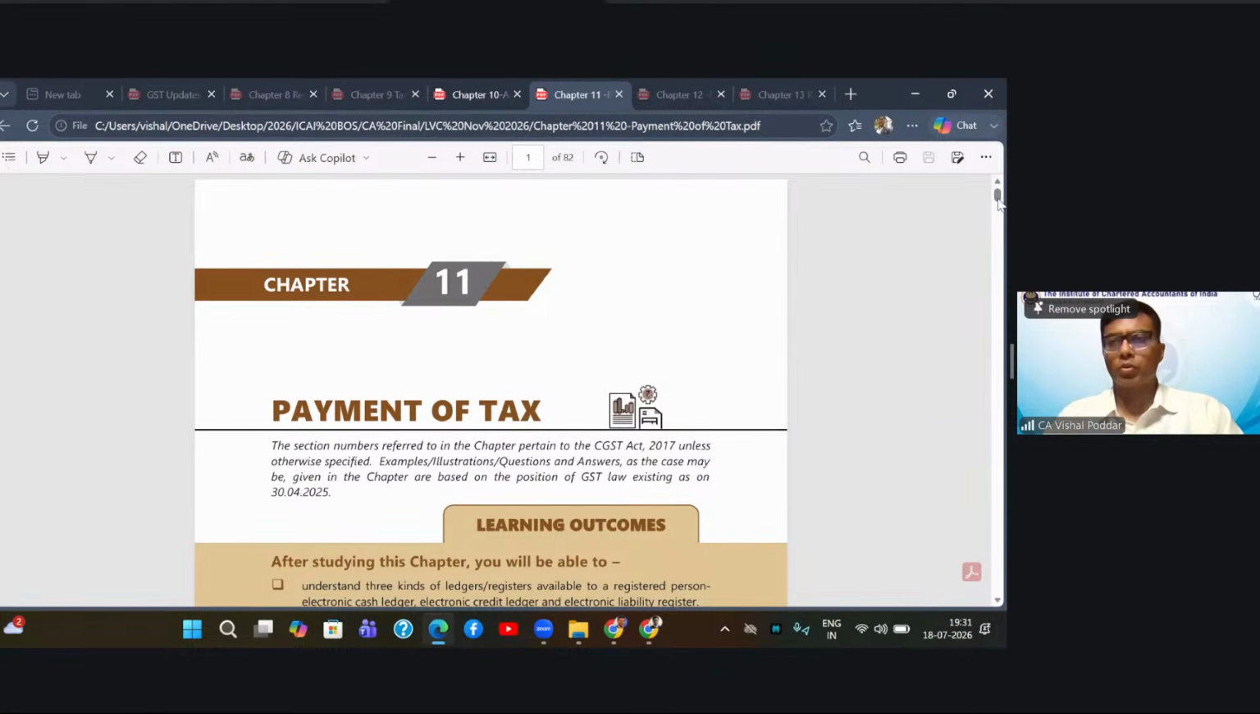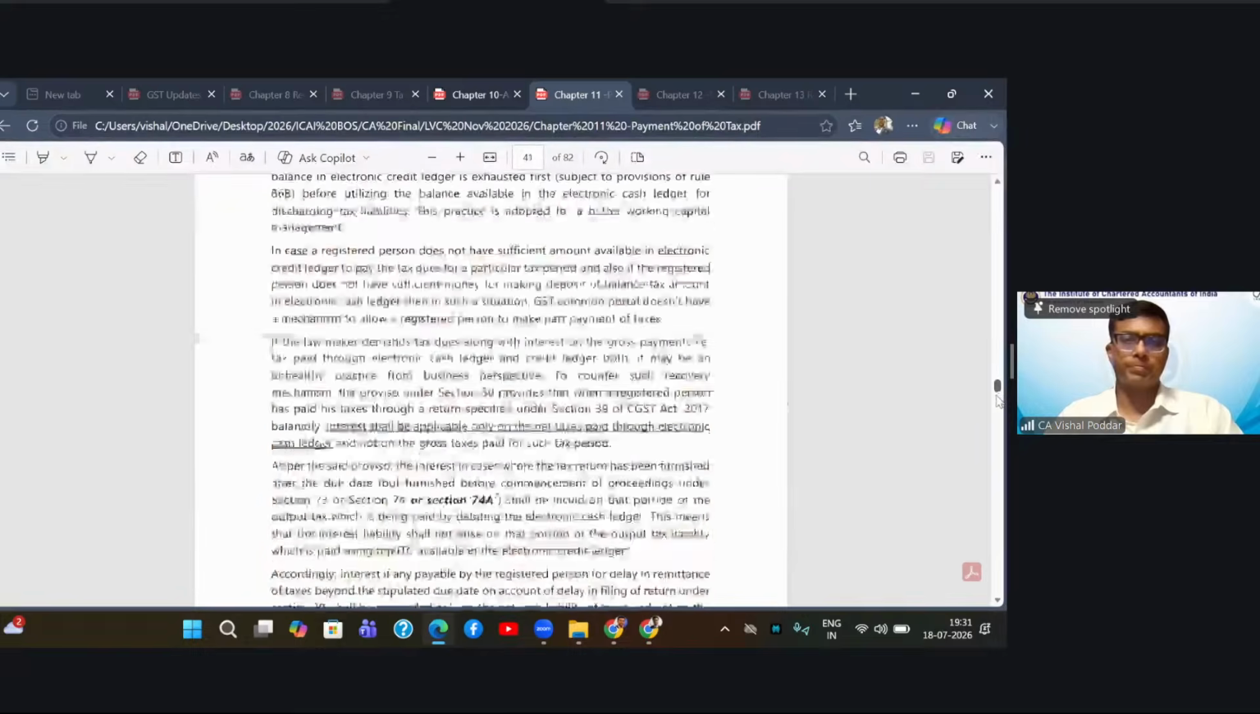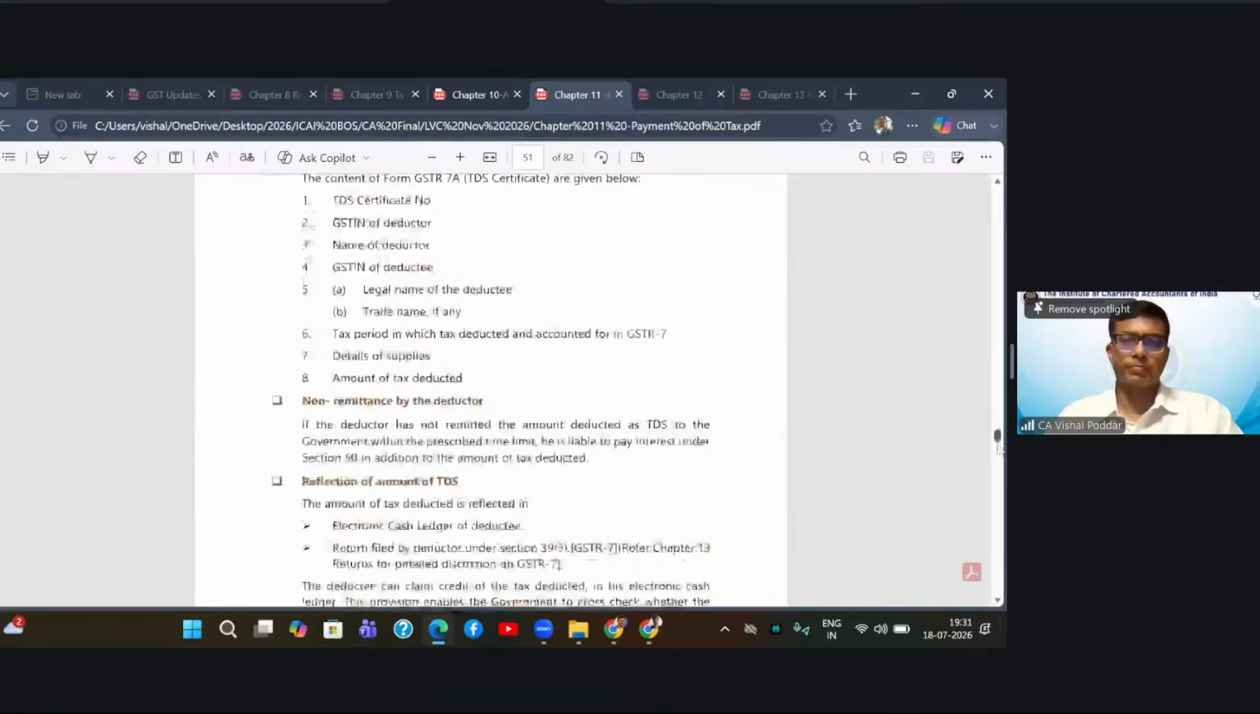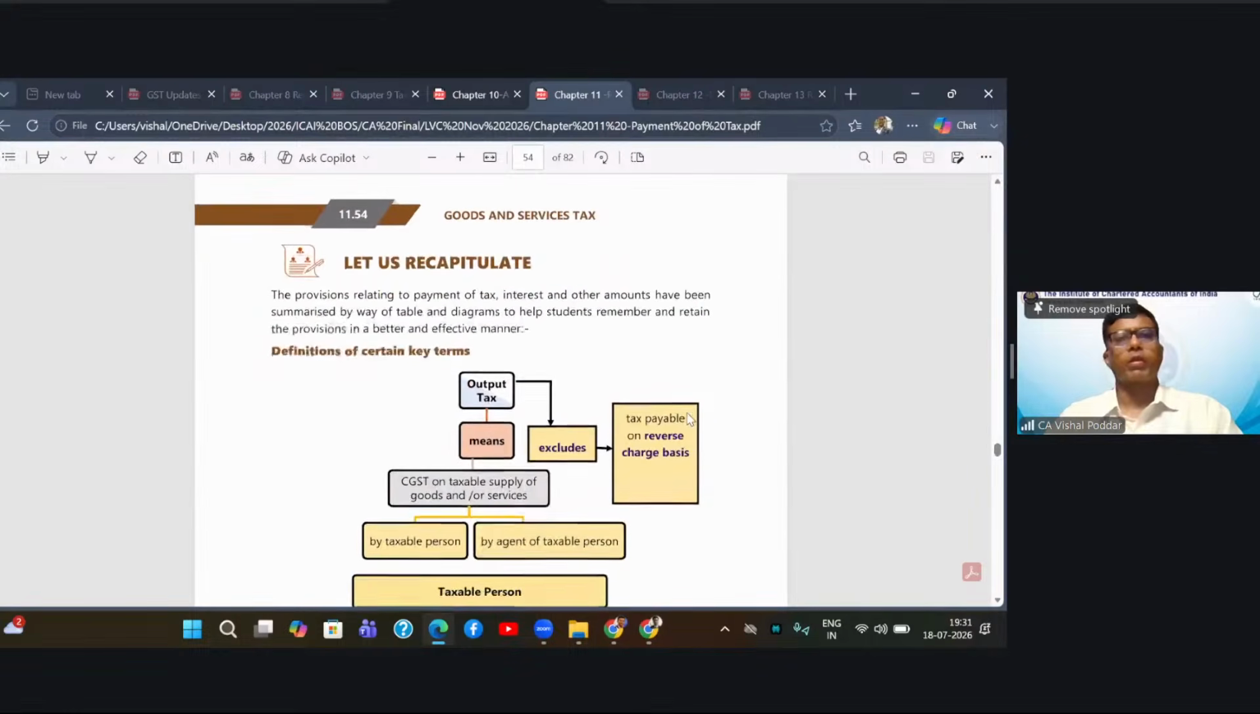Let us go to another chapter, that is payment of tax. Now, what do we study in this payment of tax? We study some important aspects about how tax is paid.